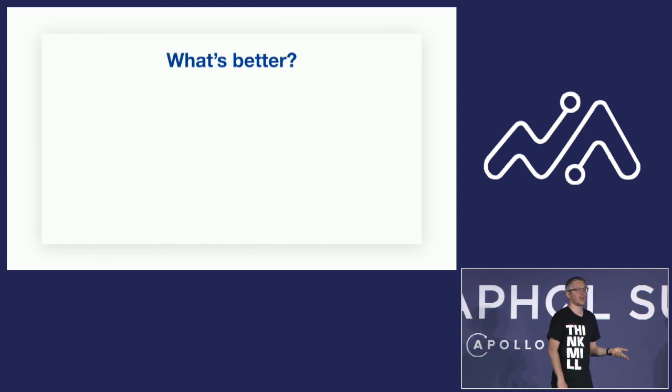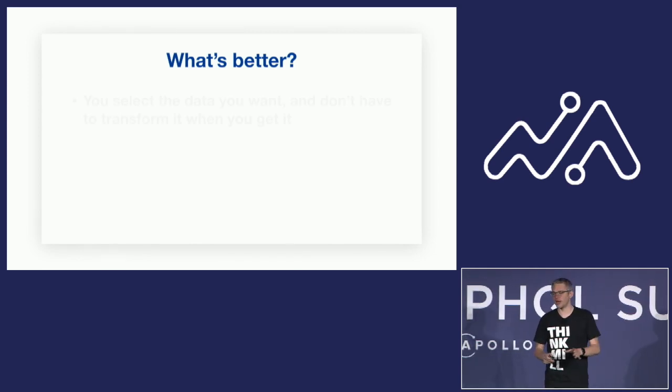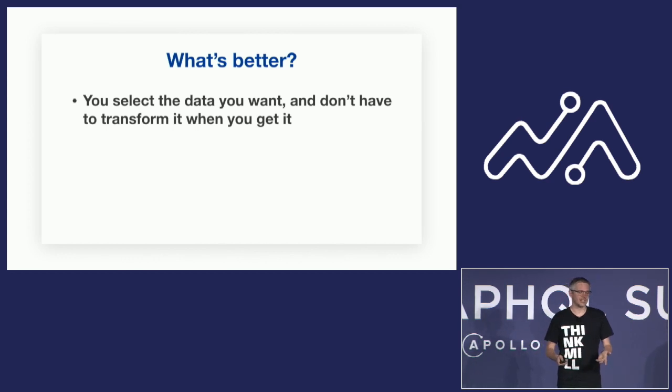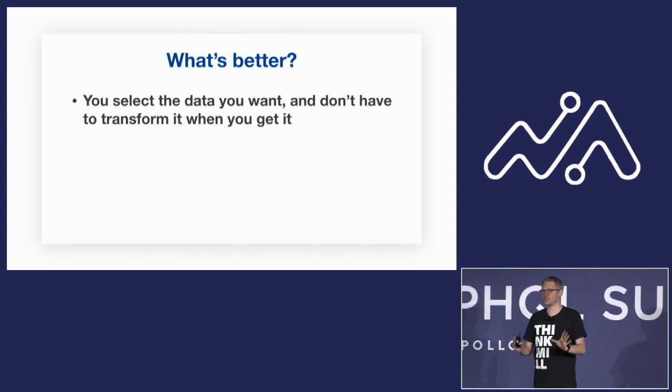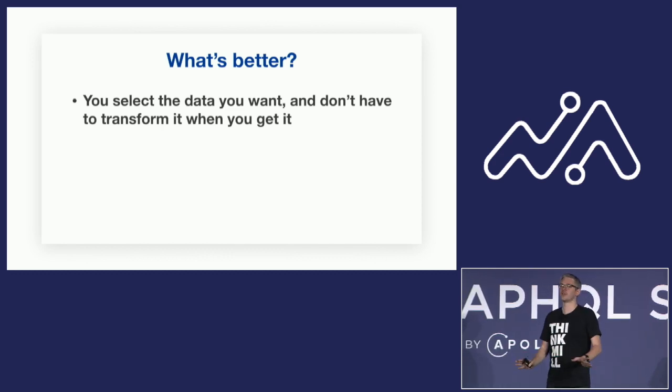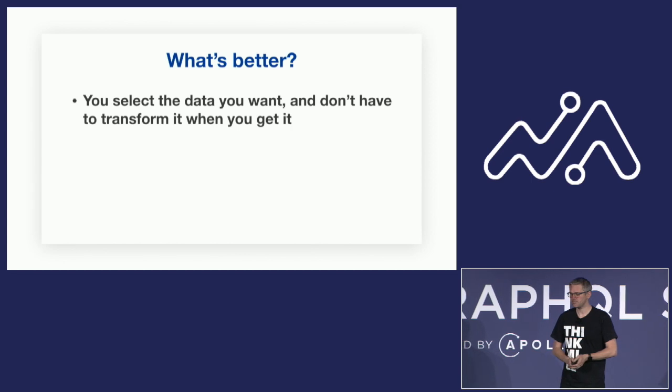Well, the first one, I think we've all heard enough times to have come to a conference and hear about it. You select the data that you want, and you don't have to transform it when you get it. And that genuinely tends to be a lot of the code that I've seen written in Redux when you're dealing with REST APIs. But what else is it doing? What else has changed?